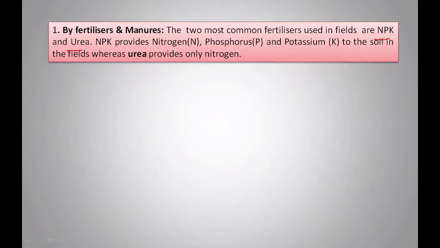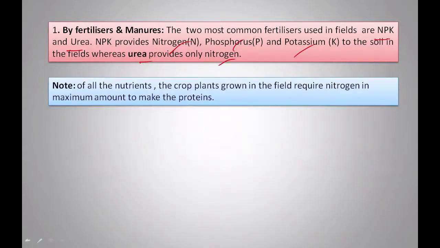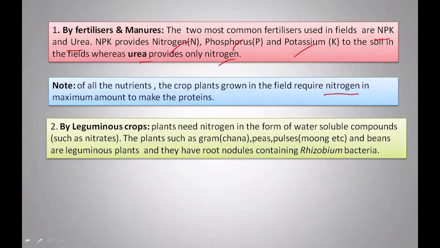By fertilizers and manure, the two most common fertilizers used in the fields are NPK and urea. NPK provides nitrogen, phosphorus, and potassium to the soil, whereas urea provides only nitrogen. Note, of all the nutrients, the crop plants grown in the field require nitrogen in the maximum amount to make protein.